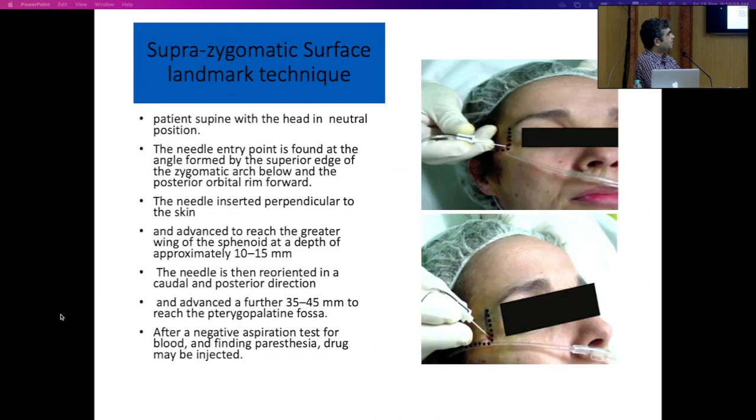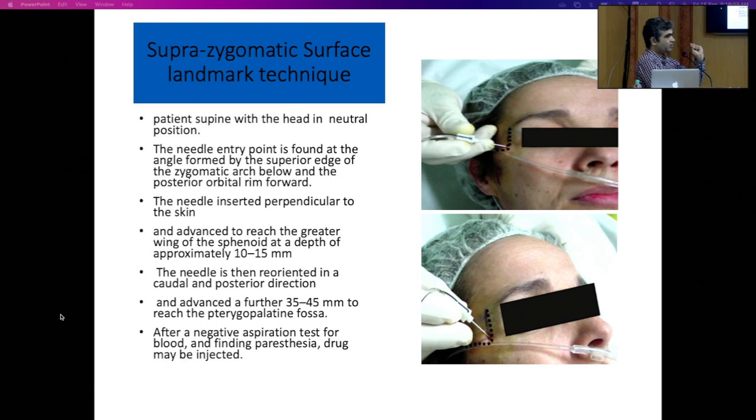The other technique is suprazygomatic. This is again a landmark based technique. So our entry point is just above the zygomatic arch and the posterior wall of the orbit. The needle is inserted perpendicular, then advanced to reach the greater wing of the sphenoid, which you will touch at 1.5 to 2 centimeters. Simply in the temple area you advance and the sphenoid bone will come.